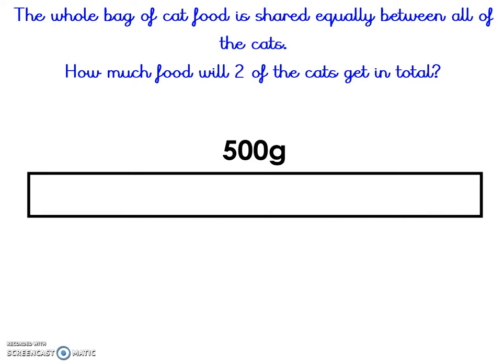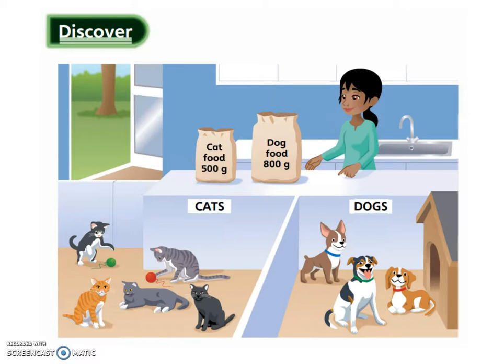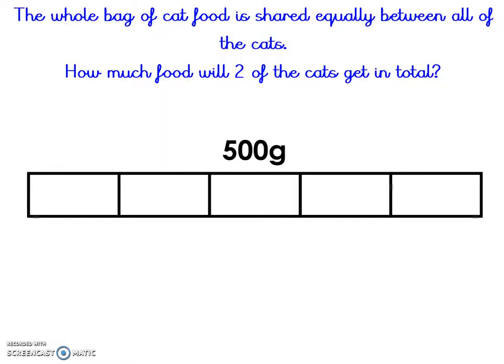Now the next part we're told is it's shared equally amongst all the cats. And by looking at the picture, we can see that we're sharing this cat food amongst 1, 2, 3, 4, 5 cats. So my bar representing the whole amount of cat food, 500 grams, is now divided into 5 equal parts, with each of those 5 parts representing 1/5 of the total amount of cats, or in this instance, 1 cat. The next stage is going to be to divide that 500 equally amongst the 5 groups.